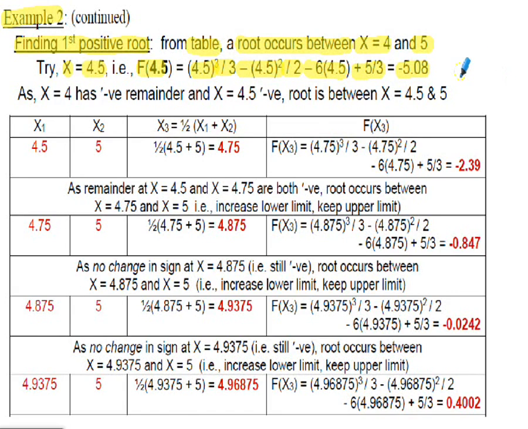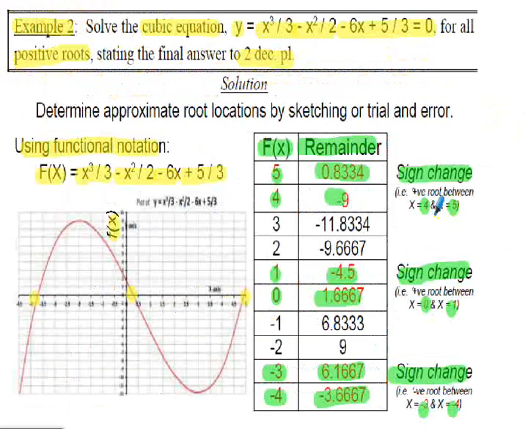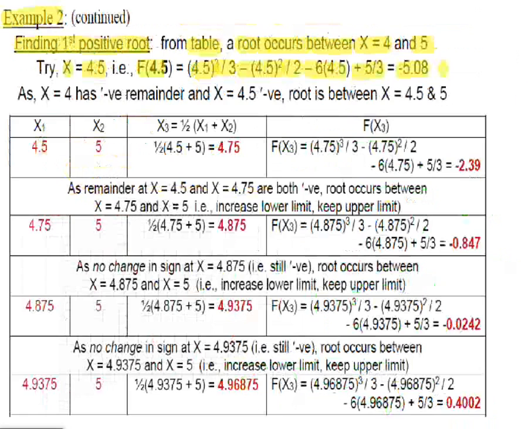So noting now that when x is equal to 4.5 we have a negative remainder, and from this table when x is equal to 4 we have a negative remainder but when x is equal to 5 we have a positive remainder, then a root must occur between x is equal to 4.5 and 5. So our first iteration, x1 is 4.5 and x2 is equal to 5. Find an x3 which is the average of x1 plus x2. We then put the value of x3 into the equation above, so 4.75 cubed in this case divided by 3 minus 4.75 squared divided by 2 minus 6 multiplied by 4.75 plus 5 divided by 3 gives a negative remainder in this particular case.